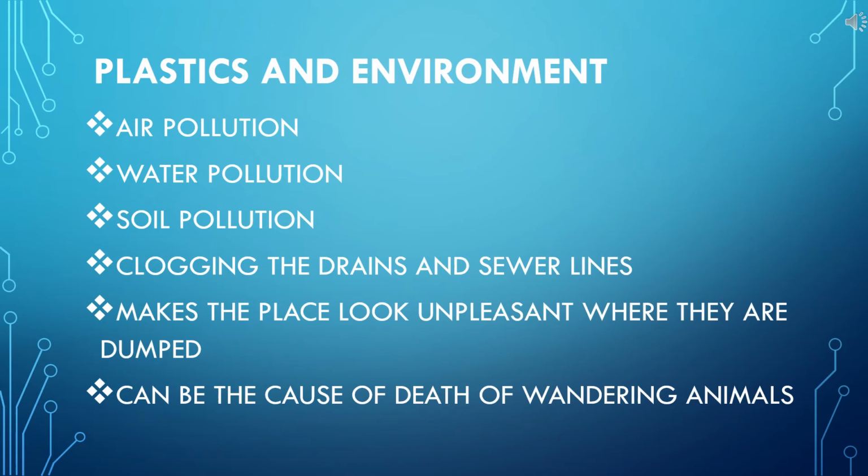Those chemicals get mixed with the soil also, making it barren, making it unfertile. Now the fourth one. As we all know, we carelessly throw poly bags here and there, which causes clogging of the drains and sewer lines. The water stops flowing in those drains. Okay, so the fifth impact of plastic on the environment is it makes the place look dirty where they are dumped.